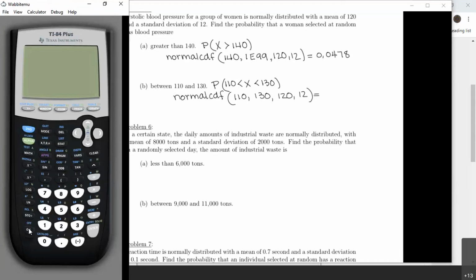Okay, so turn her on. Second VARS. Okay, my lower bound's 110, upper bound 130, mean 120, standard deviation 12. And that gives me 0.5953.